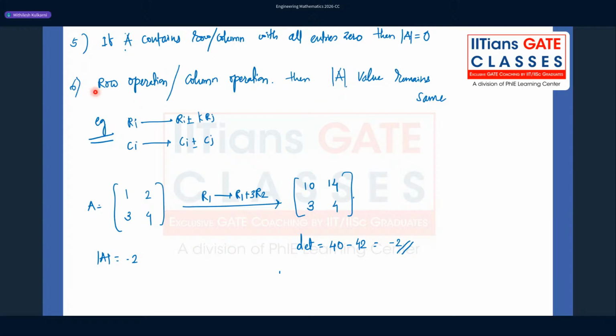Next property: the determinant will not change if you perform the row operation or the column operation.